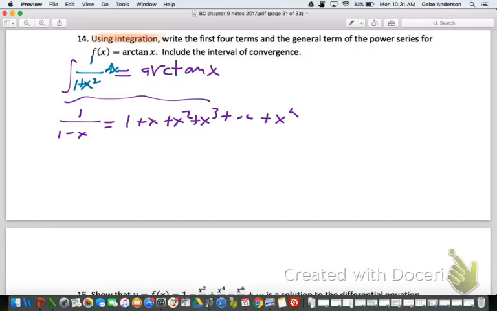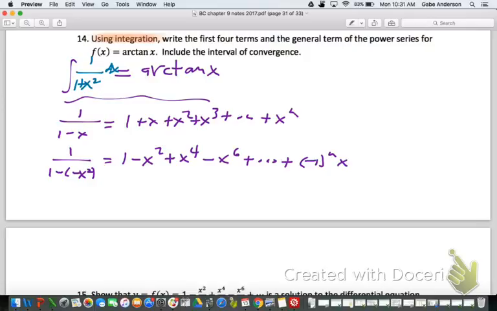Is it multiplication, substitution? It's substitution. What do I substitute in there, Chandler? Negative x squared. That's right. So it'd be 1 over 1 minus negative x squared is equal to 1 minus x squared plus x to the 4th minus x to the 6th plus dot dot dot plus negative 1 to the n, x to the 2n.